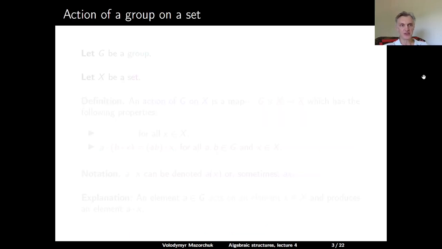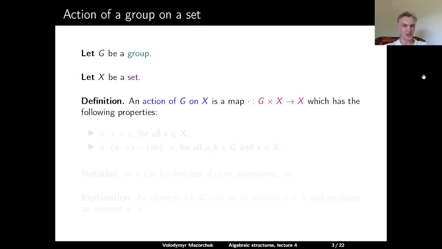We start with the definition of an action of a group on a set. So let G be a group and X a set. Definition: an action of G on X is a map, which is usually written as dot, and it starts from the Cartesian product of the group G and X, and it goes to X. So to each pair, one element from G and one element from X, we associate one element from X.